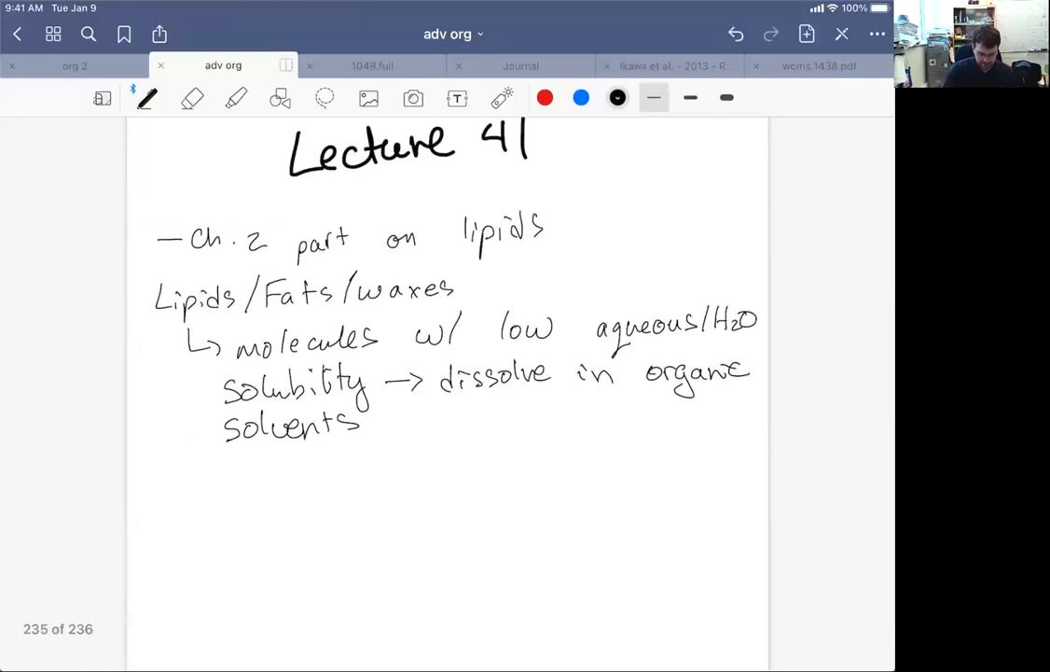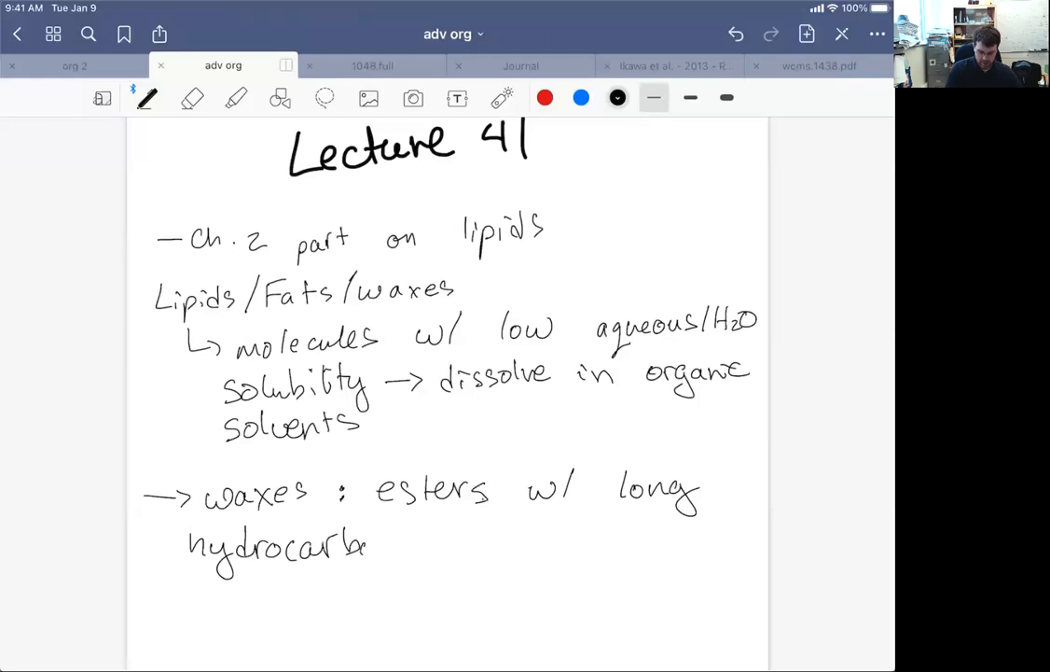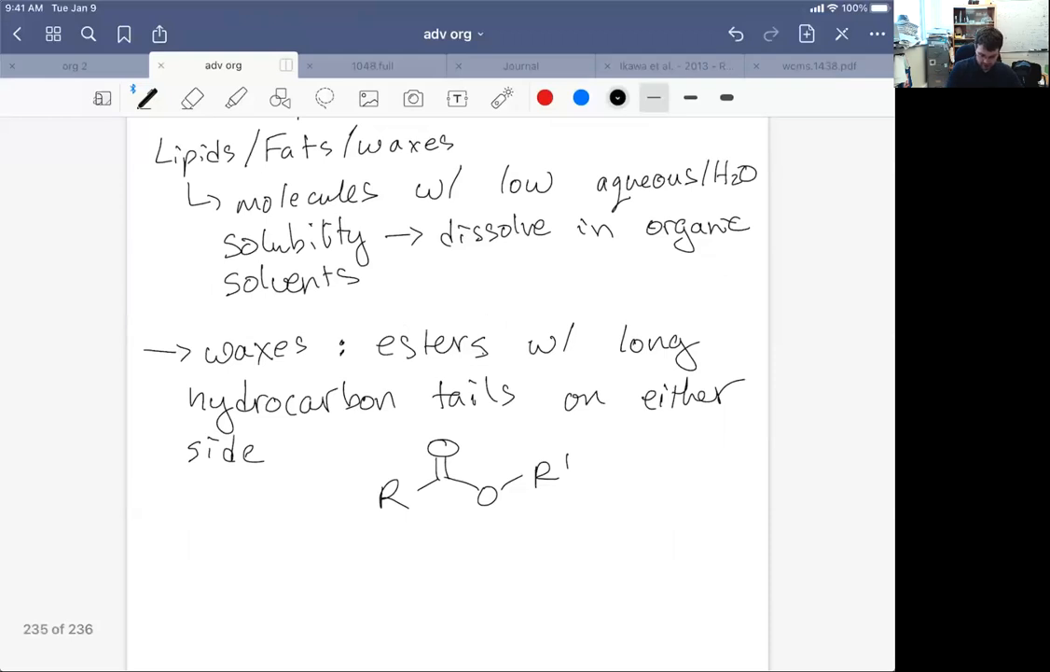Okay, so let's look at a few examples of these. So we have waxes to start. Waxes are mostly esters with long hydrocarbon tails on either side. Okay, so if we look at an ester, we have R, OR prime, excuse me. So these R groups are going to be super long alkyl chains on either side.